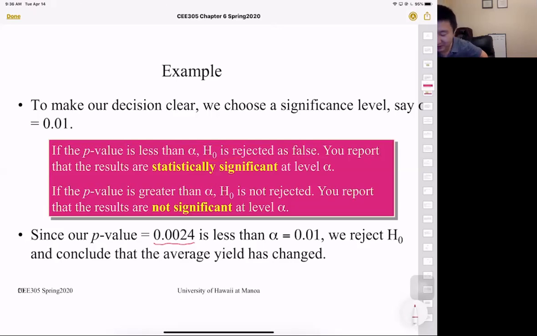If the p-value is larger than alpha, we do not reject H0, and we say the results are not significant at level alpha. So anyway, we compare the p-value with alpha. If p is less than alpha, then we reject H0, so we say H1 is true. Otherwise, we cannot reject H0. Because p in this case is less than alpha, we reject H0 and conclude that H1 is true, which is that the average yield has changed.